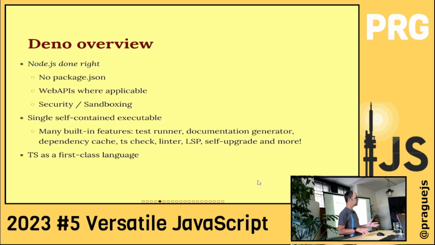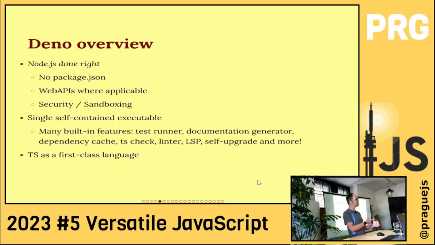The main motto of Deno is Node.js done right, which is somewhat offensive because it basically says that Node.js was not done right. But we can live with that because Deno was created by the very same person who created Node.js. So I think it's acceptable for him to review the product in this way.